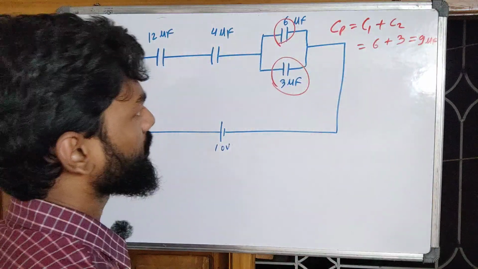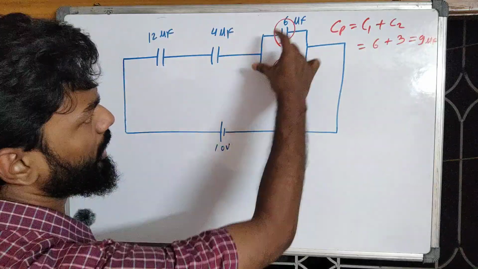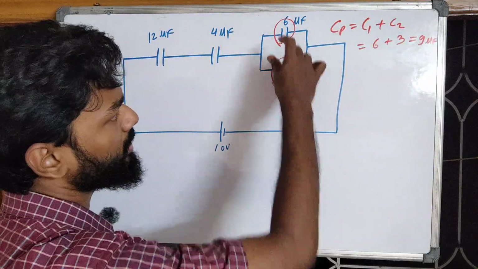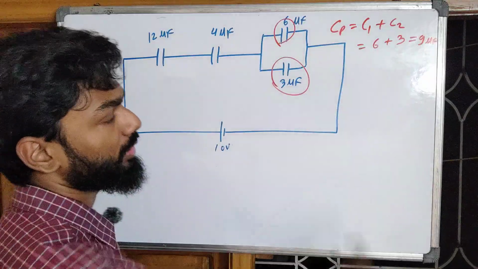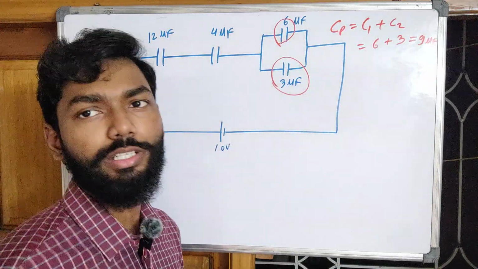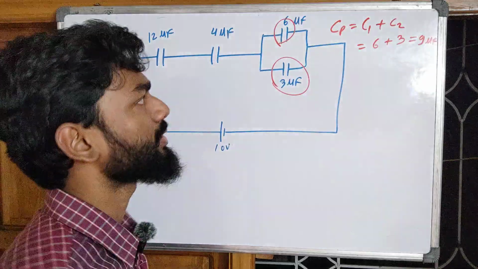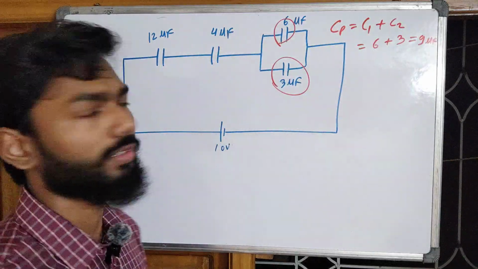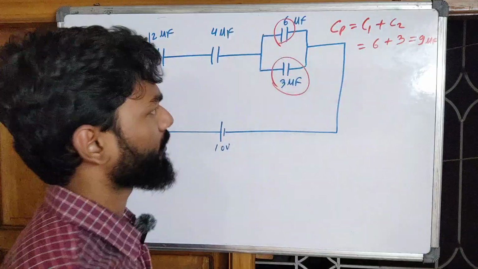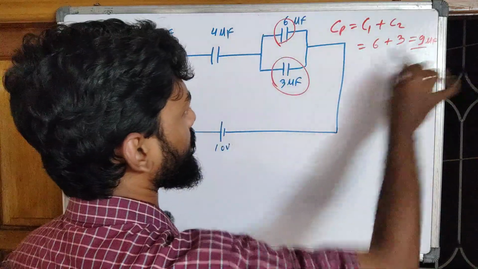So 9 microfarad is the answer for this particular section. What is equivalent? We have to put a single capacitor in place of these two capacitors, which has a value of 9 microfarad. So that is the physical meaning of equivalent capacitance. Equivalent means you have to put one capacitor in place of two capacitors.